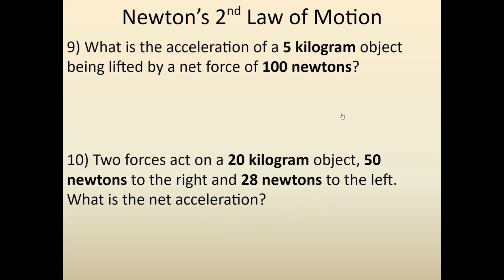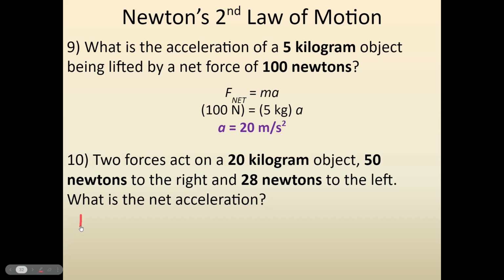All right. So again, question 9, we're using the F net equals ma equation. Take the numbers, plug them in, and we get our answer. Easy enough, 20. Okay, now question 10. Here we're starting to see what's going on when we have these two forces. So we have a 50 newton force to the right and a 28 newton force to the left. Now this is again basic enough where you probably don't need an FBD, but humor me. We have 50 going to the right. We have 28 going to the left.